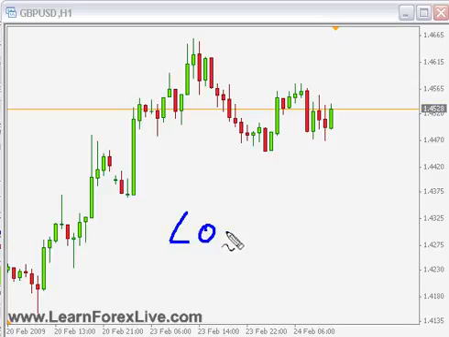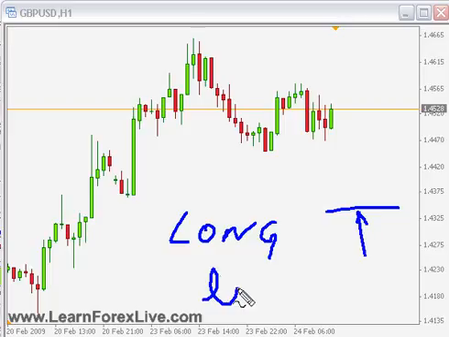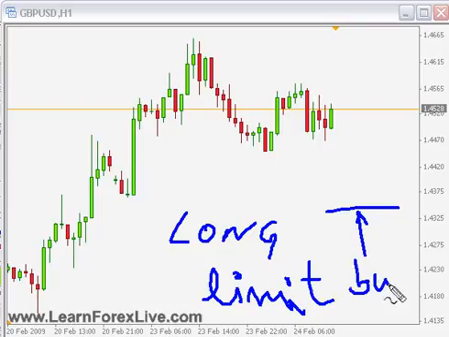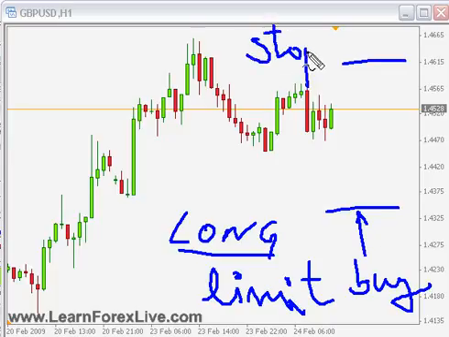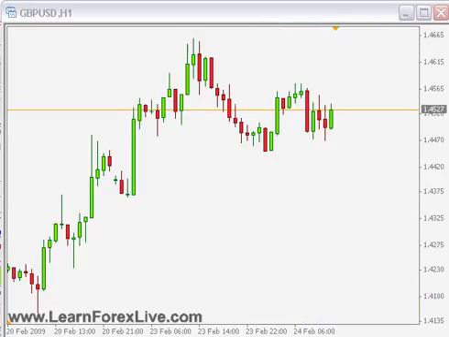If you are looking to go long and your order is below the ongoing market price, this is what's called a limit buy order. If you want to go long and you set your price above the current market price, that's what's called a stop buy order. This is just terminology.